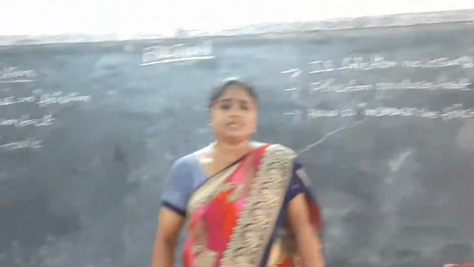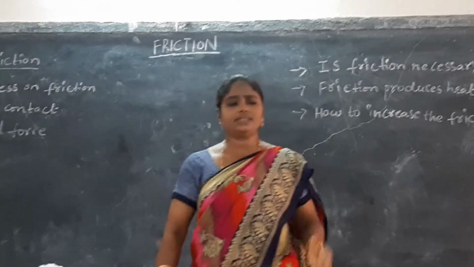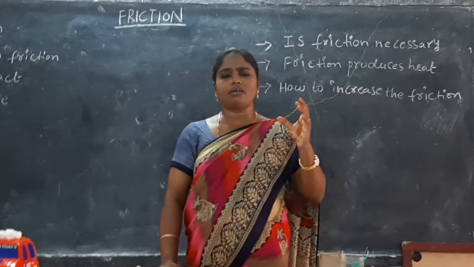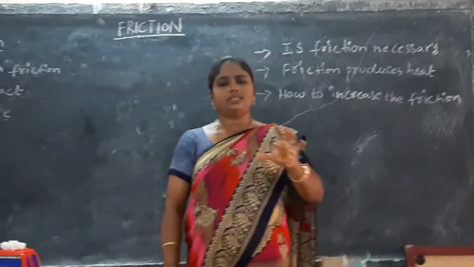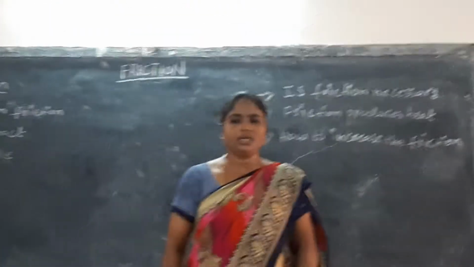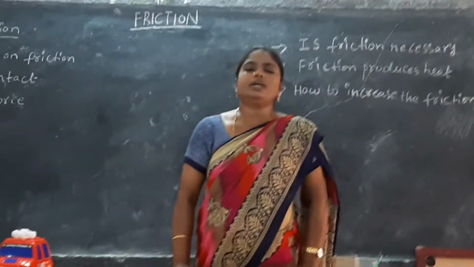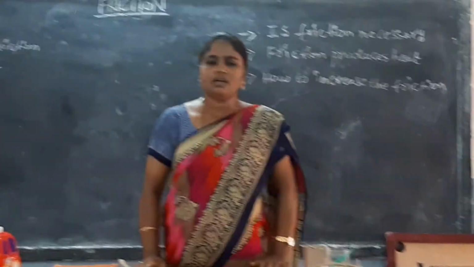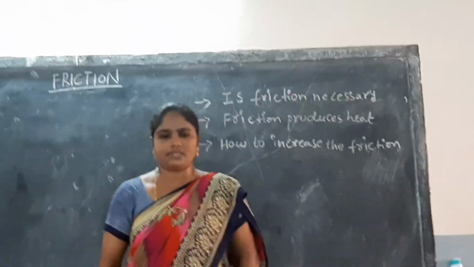Here we observe some surfaces look like perfect planes, but there are a lot of irregularities. That means there are a lot of ups and downs. Due to those irregularities, the distance covered is minimum. The friction exists due to the irregularities of the surfaces.